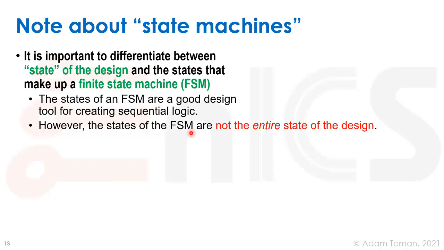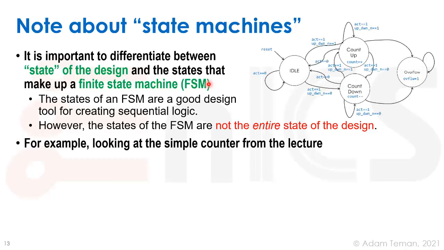But the states of the FSM are not the entire state of the design. The states of the FSM are a very small number of the entire registers of the design. And we said the state of the design is all of the registers of the design. So you have to differentiate between the two things, even though we call them the same thing. In fact, we usually call this small subset of the entire state of the design, reg state. That's what we show in all of the examples, because it's talking about the state of the state machine. But there are a lot of other registers that are the state of the design.